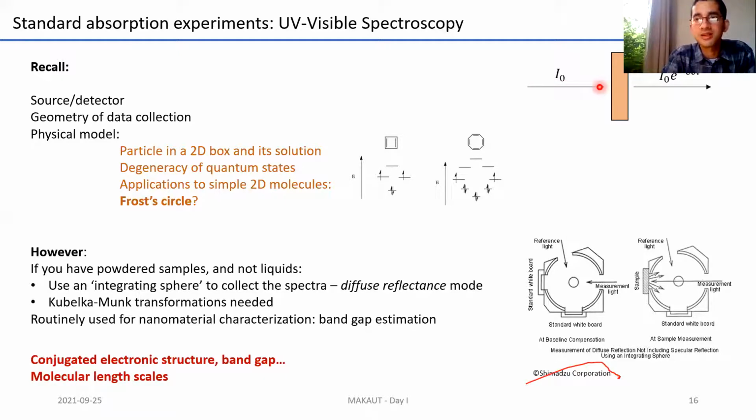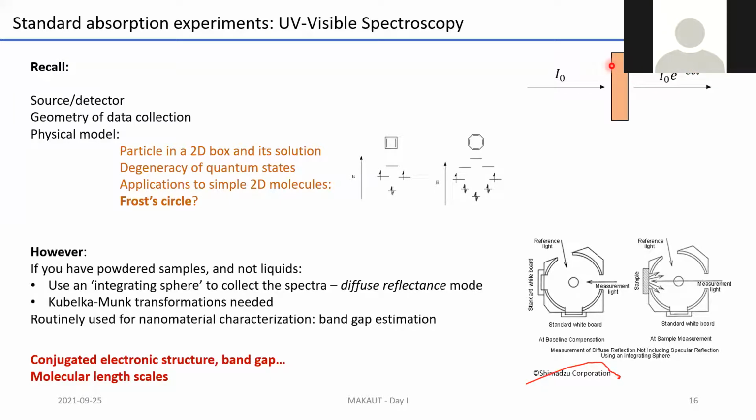The radiation that comes out is I0 e to the power minus epsilon C l, where l is the length of this cuvette, C is the concentration of your dye, and epsilon is the absorption coefficient of the dye. So this is attenuation occurring inside. So this is your typical regular UV experiment. I'm sure most of you have done this or will be doing this, or at least have studied about it. So this is UV visible spectroscopy.